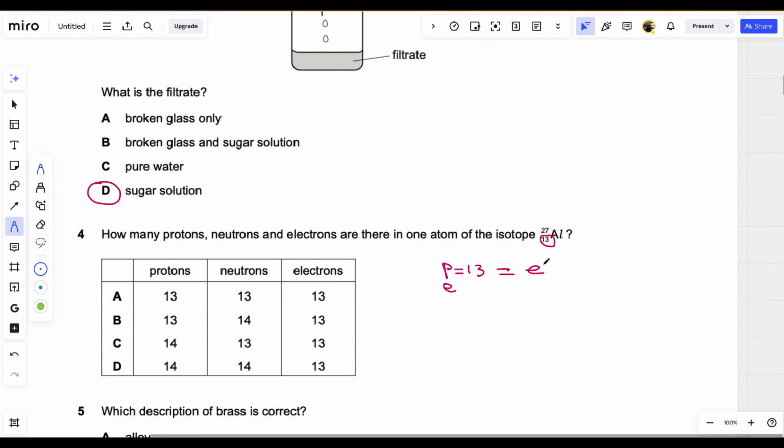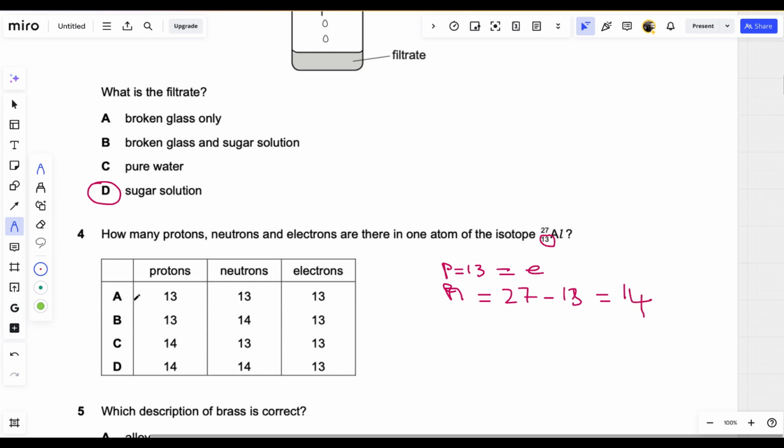They're 13. Then how do you get the neutron, N? The neutron is the mass number, which is 27, minus the proton number, or minus the atomic number. So 27 minus 13, we get 14, right? That will give us 14. So the neutron will be 14. So if you are asked to identify this number, proton is 13.